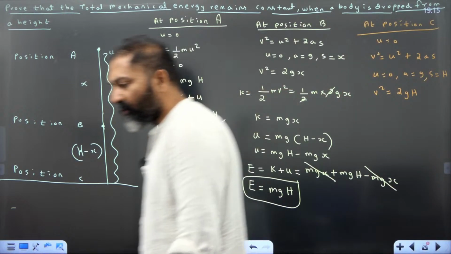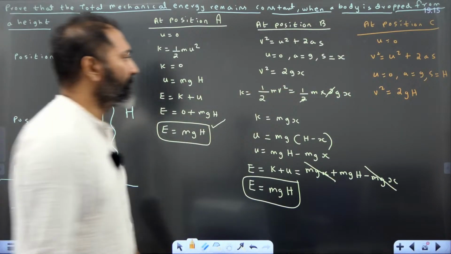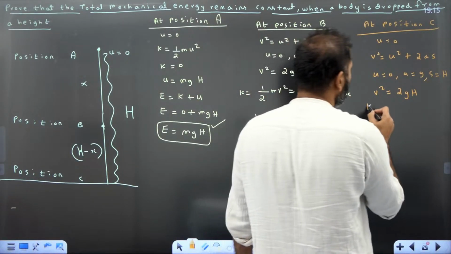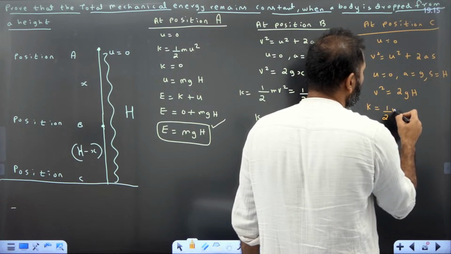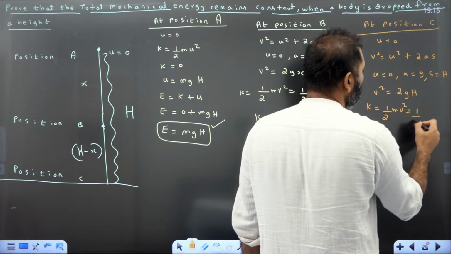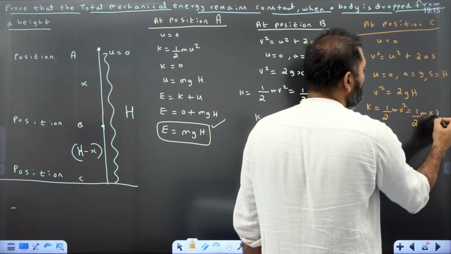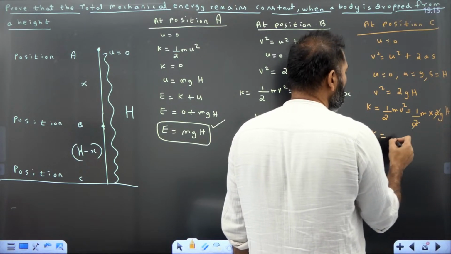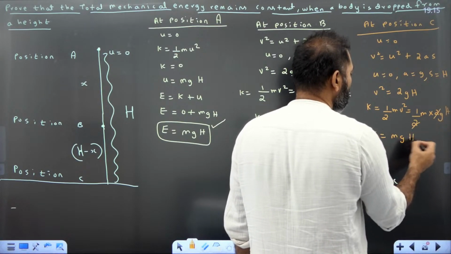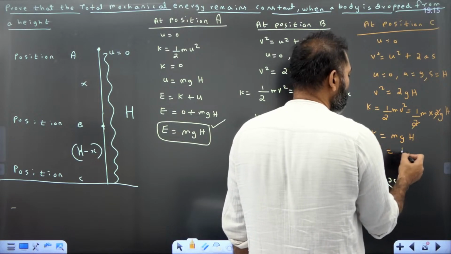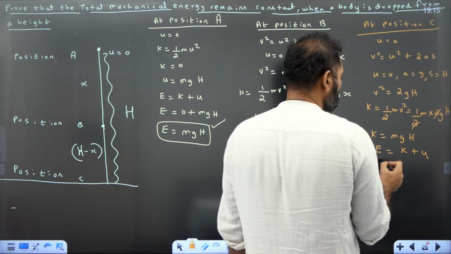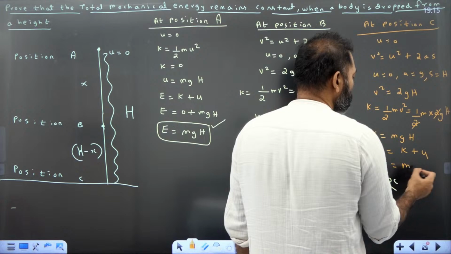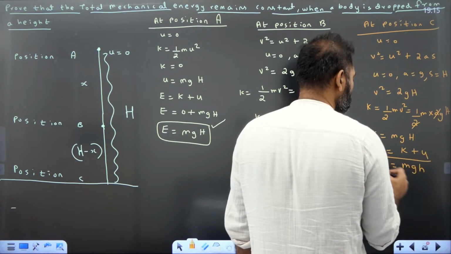V square equals 2gh. So kinetic energy is equal to half mv square. So half m into 2gh. So again 2 gone. Kinetic energy is equal to mgh. Total energy is equal to kinetic energy plus potential energy, so total energy is equal to mgh. Potential energy is 0.